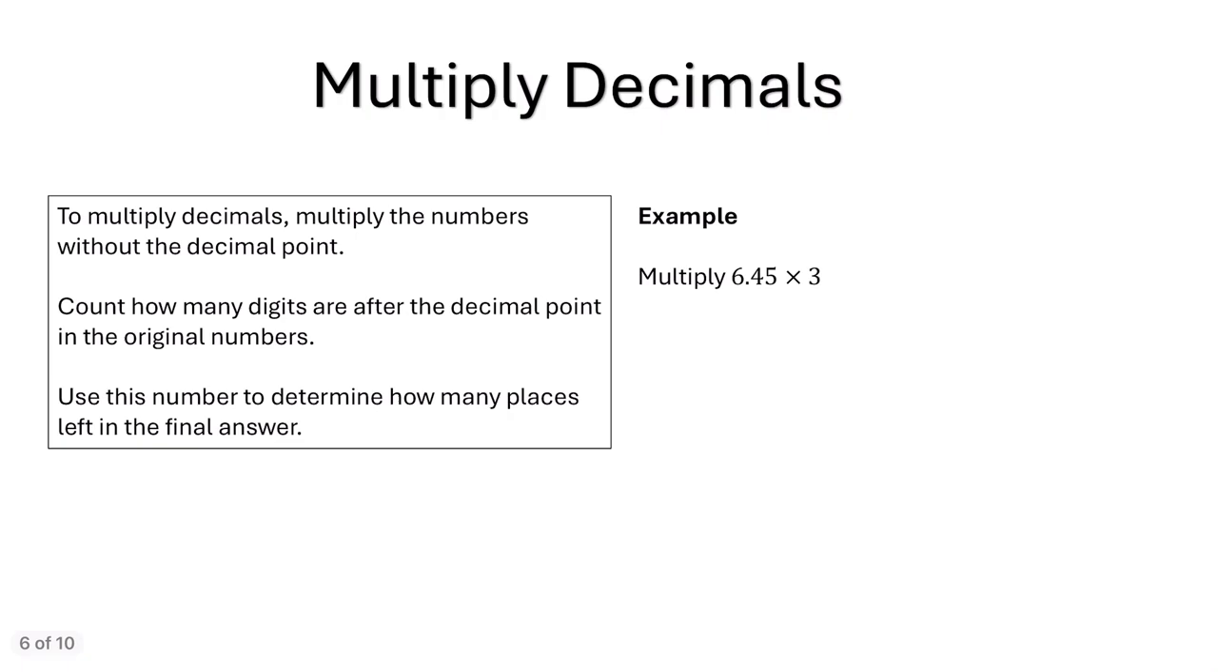Okay, so now let's try multiplying decimals. To multiply decimals, what you're going to do is multiply without the decimal points, and then count how many digits are after the decimal in the original numbers, and then use that to determine where the decimal goes in your final answer. So let's see what that looks like.